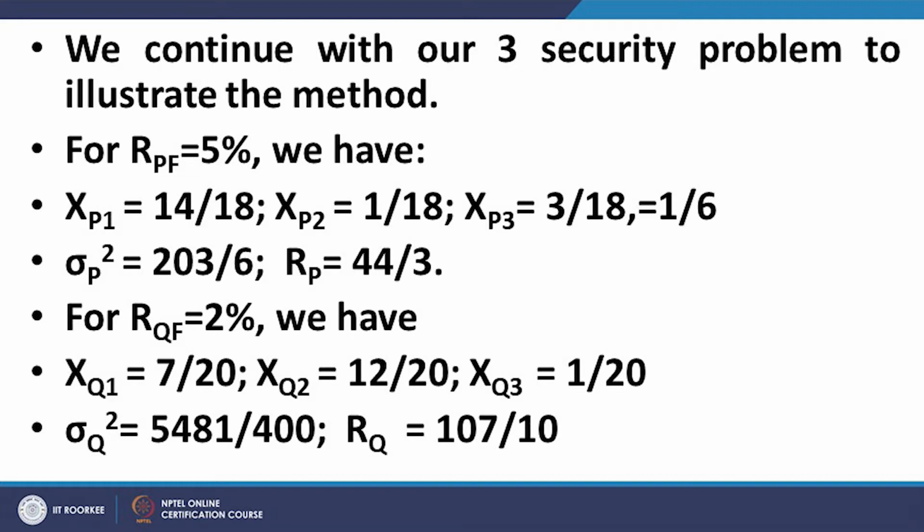and when we work out the cardinals, the standard deviation and the expected return of Q, we find that sigma Q is equal to under root 5481 divided by 400, and R Q is equal to 107 upon 10. So, again we have full information about both the portfolio P corresponding to the risk free rate of 5% and the portfolio Q corresponding to the risk free rate of 2%, and I reiterate that both P and Q are efficient because they have been obtained by solving the fundamental optimization equations. So, they naturally have to be efficient.